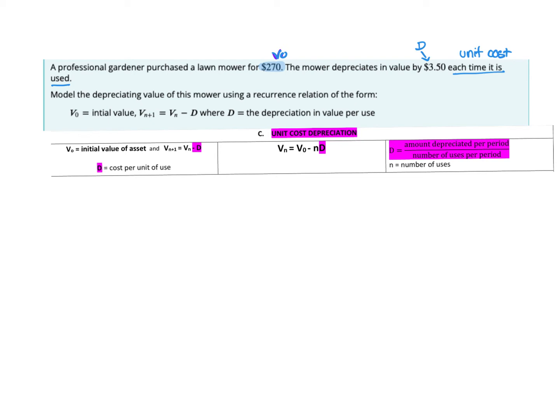So they've asked us to set up a recurrence relation, and they're being nice and putting the formula there. If we were in our notes, we'd go to the one that says unit cost, and here is the recurrence relation. So we would find it and we would be quickly doing it. All right, so let's have a look. We have to write the V0. So it was purchased for $270, and then we're going to write the rule where we just write V(n+1), and then we're going to say minus the cost each time it's used. So it'll devalue $3.50 every time this lawnmower is used, and there's the recurrence relation.